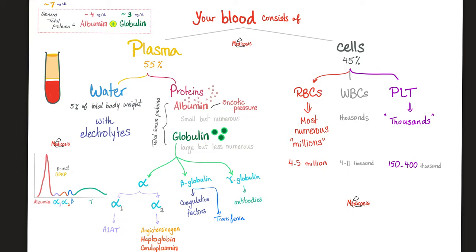Therefore, let's say that I have diabetes. Which one will be lost first? Of course, the smaller one. Albumin will be lost before the globulin. That's why we measure albumin in the microalbuminuria test, which can help us diagnose diabetic nephropathy early on, way before the overt proteinuria takes place.